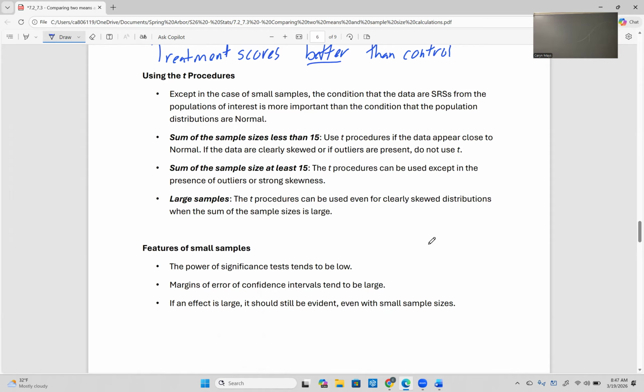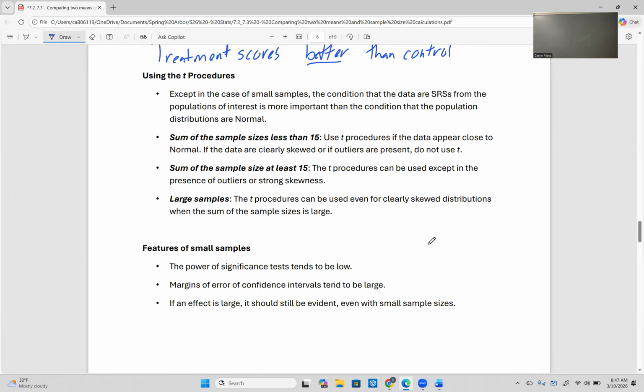So if the two samples together are less than 15, we can use it as long as there's not a lot of skewedness and a lot of outliers. If there is a clear skewed property to this, we can't use the T procedures. If we have at least 15, we don't want the outliers, but we can generally proceed with caution for small outliers and small skewedness. If it's very strongly skewed, again, we can't really use it, but we're just looking for skewedness with that normality.